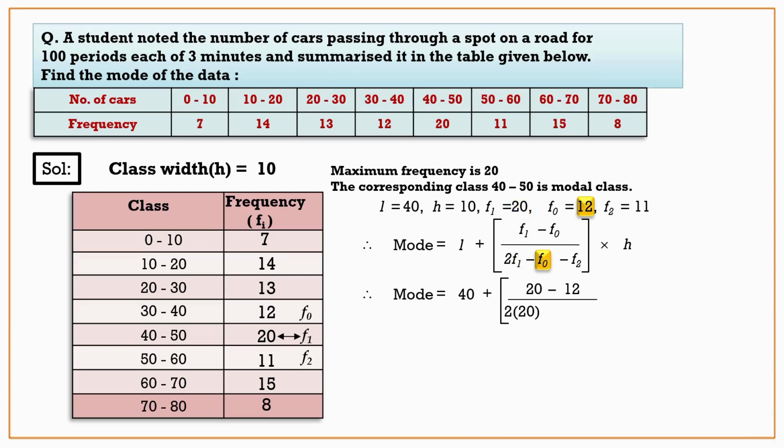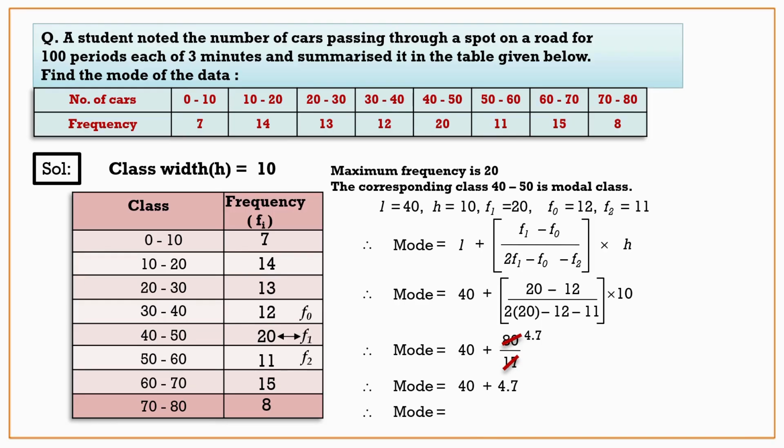Finding mode is very easy. There is nothing much to do. Only you need to memorize the formula over here. So finally we got the mode as 40 plus 80 by 17, which is approximately 4.7. So that is 44.7. So the final mode will be 44.7 cards.